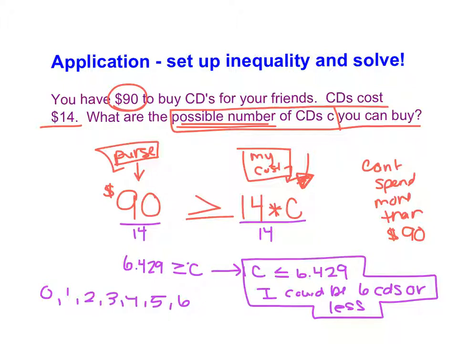So you could buy any combination of these depending on what you found. You could buy 0 CDs because you found no CDs that you wanted, or you could buy 6 and spend as much money as possible.